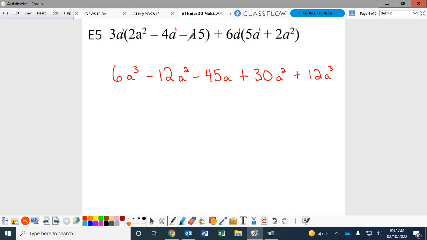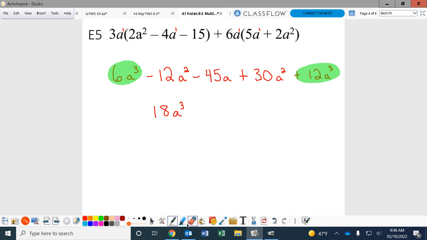Okay, guys. What do I have to do next? Combine like terms. Combine like terms from the highest power down to the lowest power. Here is the highest power. It is a to the third. We've got to put those two together. What is 6a to the third plus 12a to the third? 18a to the third. You do not change the exponent when you add and subtract.